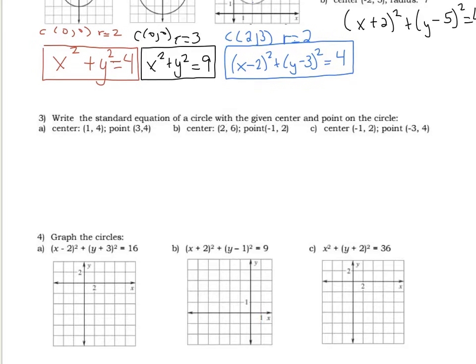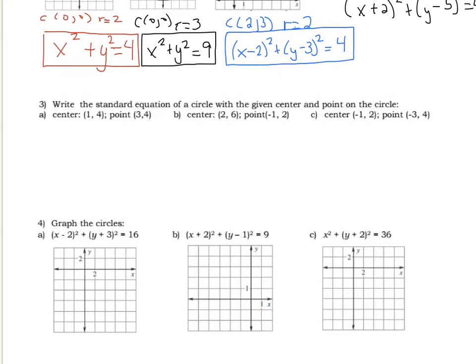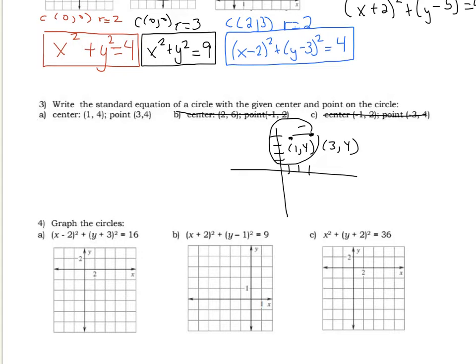Alright, number 3 has some problems that are a little more tricky because we don't have the radius. This is similar to the ones we did on the other page where we just have a center and a point. So maybe we'll just do one of these because these definitely take a little more time. So let's just do A. We have a center of 1, 4. So 1, 1, 2, 3, 4, which is up here. And we have a point on this circle, which is 3, 4. So there's my radius, and there's my circle.